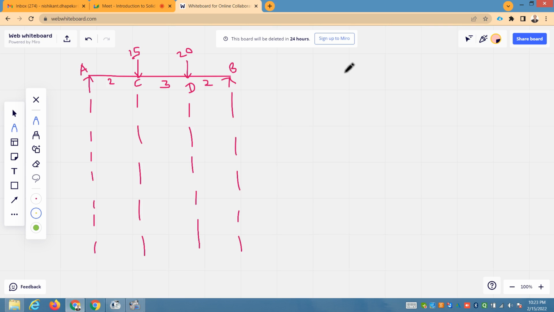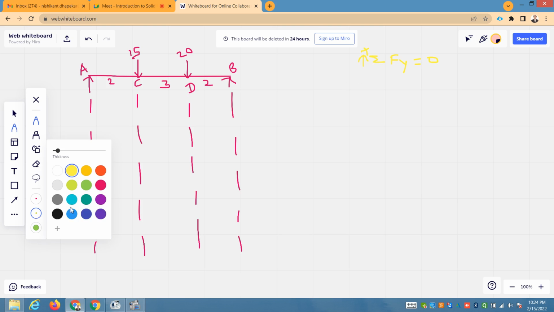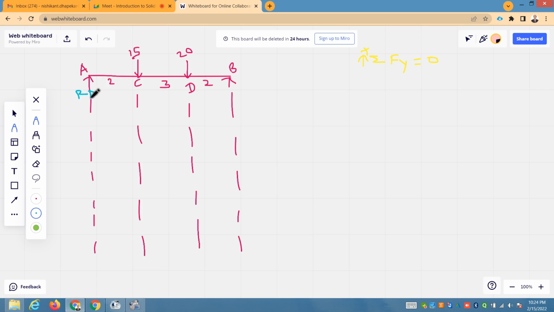So equations of equilibrium, summation of vertical forces, Fy, will be equal to 0, assuming that the upward forces will be positive and downward forces will be negative. So please apply here this equation of equilibrium, and you abbreviate this reaction as Ra, this as Rb. So these are the two reactions.